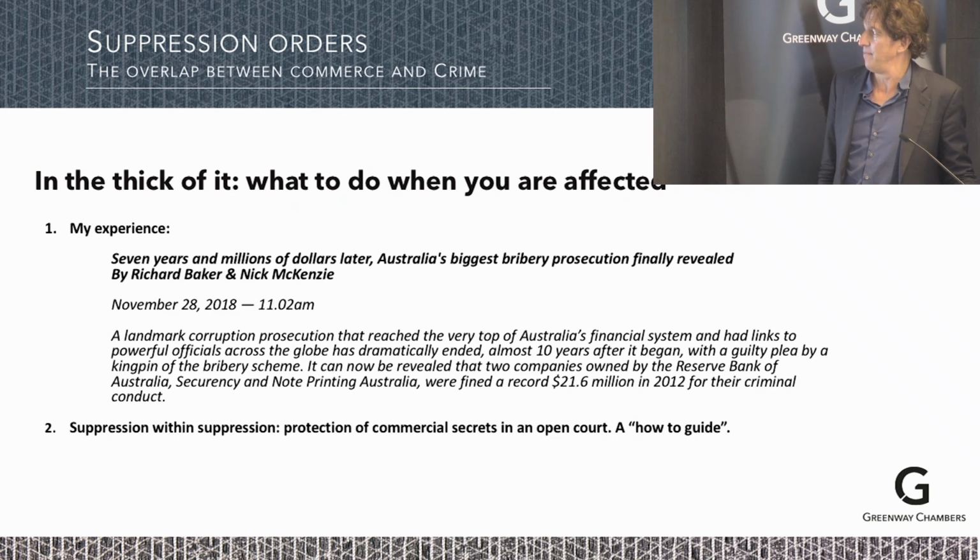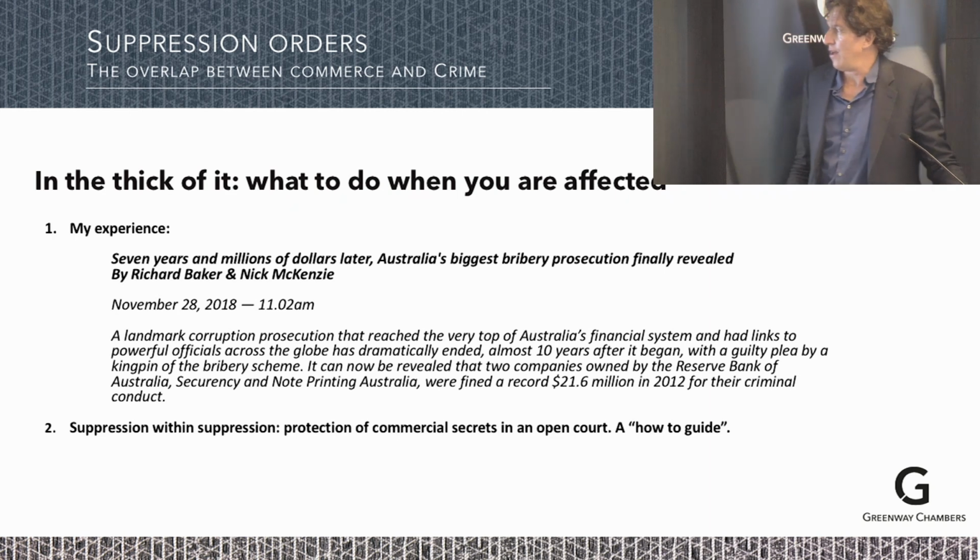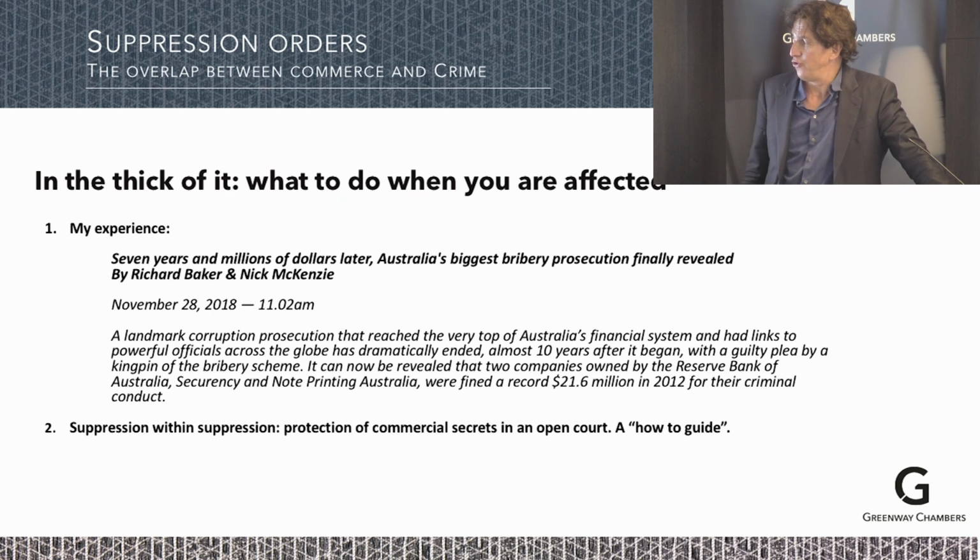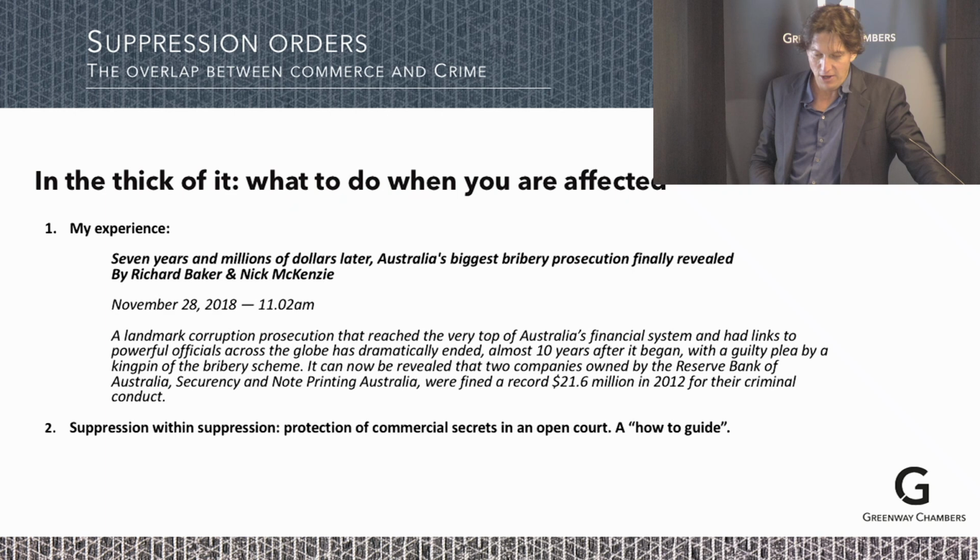The slide is entitled, When You're in the Thick of It, What Do You Do? Unbeknownst to the public, except when WikiLeaks blew it all over the front page of every international publication, Australia's biggest bribery prosecution, called the Reserve Bank security scandal, was finally revealed on November 28, 2018. Those of us who were involved in it know it is basically the biggest white-collar criminal/commercial case in Australia's history, and its existence was fundamentally suppressed for the duration.